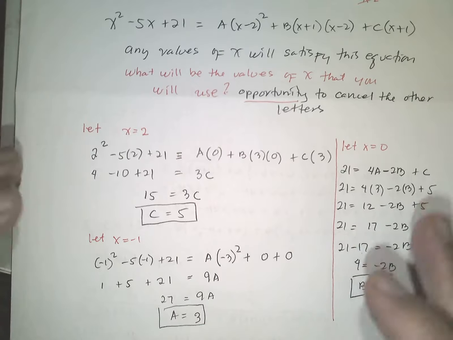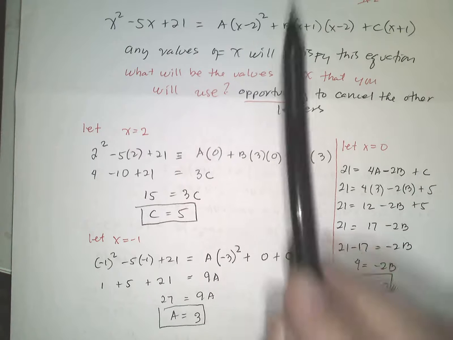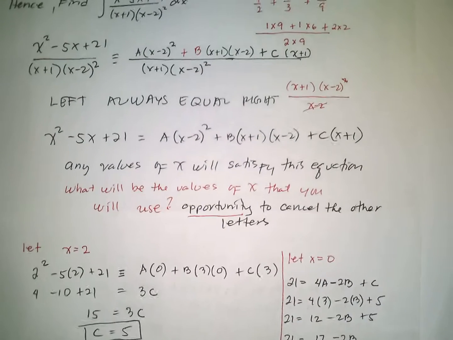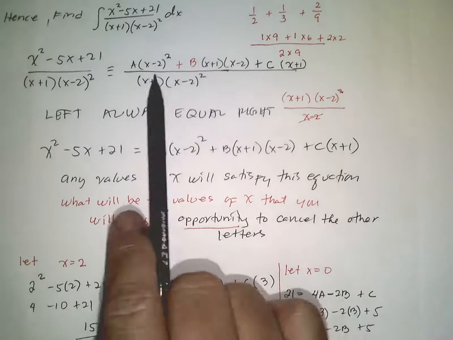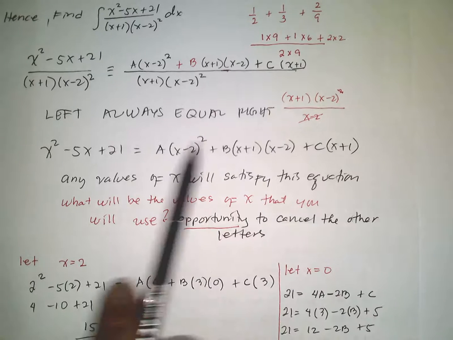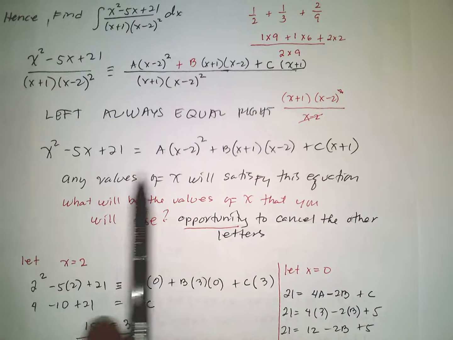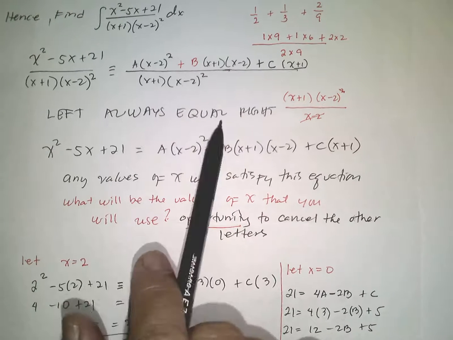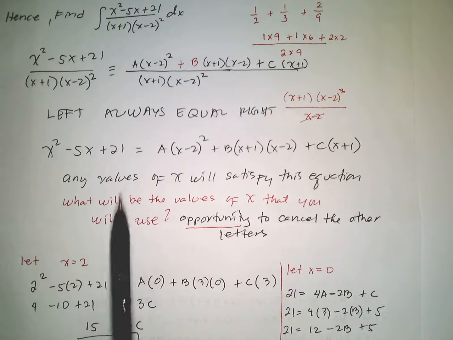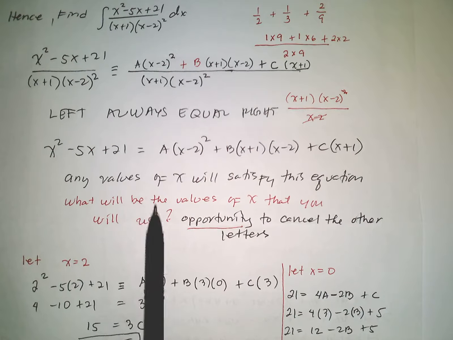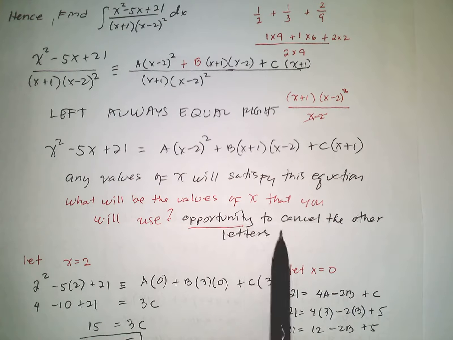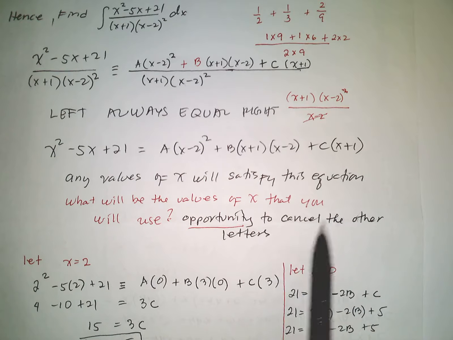Alright, but before I move to the next part of this question, the final answer, so again, first, you just need to cross multiply all of this. And then you need to remember this property, that any values of x will satisfy this equation because the left-hand side is always equal to the right-hand side. Then the strategy is, what will be the values of x that you will use? Any values of x that will give you an opportunity to cancel the other letters. Okay, so let me just complete this one.